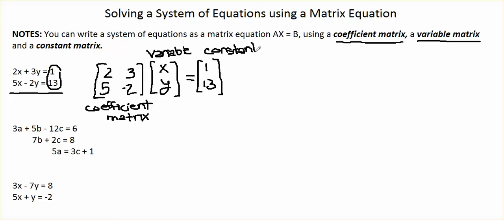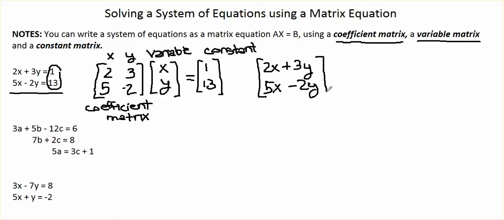And why does this work? Well, if we went and actually did the multiplication here, we would end up, let me write this column up here, X and Y, we would actually end up with a matrix that looks like 2X plus 3Y. And on the bottom, when we did the bottom row, we would get 5X minus 2Y, and that matrix would equal the matrix 1, 13, which is the exact thing that we have over here in our system of equations.